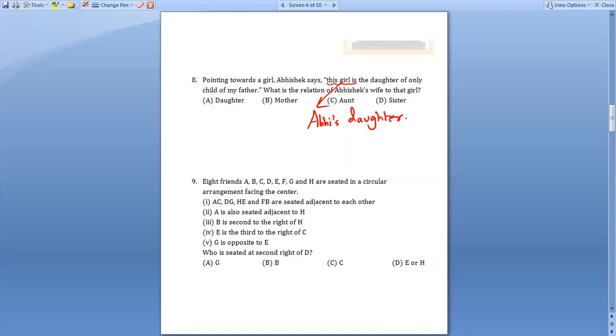Now read the question properly. What is the relation of Abhishek's wife to that girl? To this girl, Abhishek's wife is obviously mother. So it is option B, mother. You don't require a diagram here. So next.